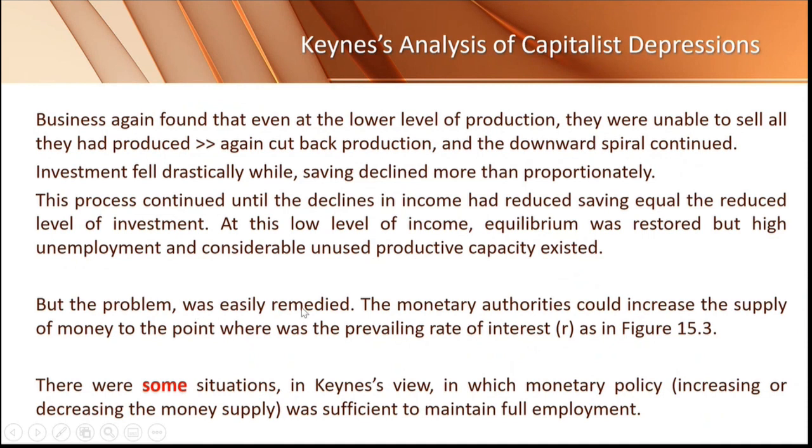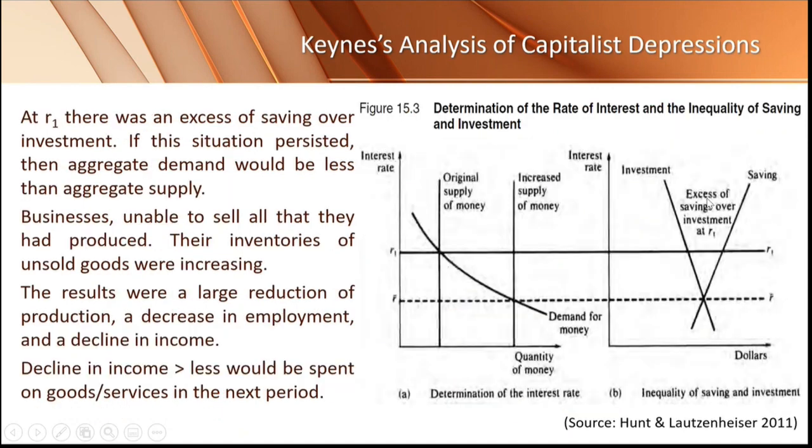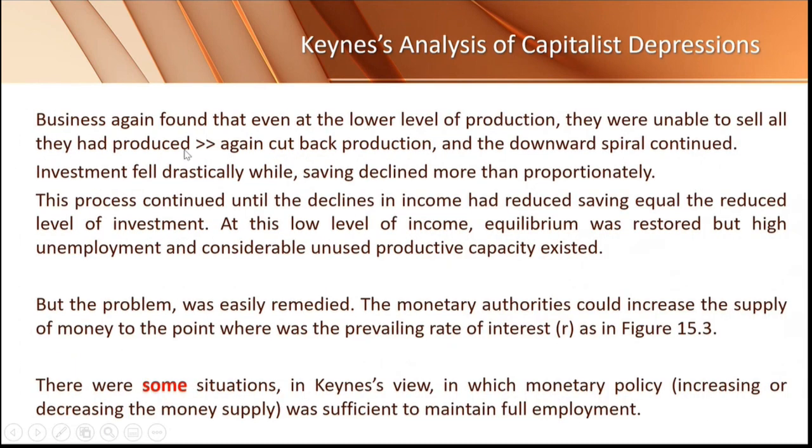But the problem is easily solved. This problem can be easily solved. According to Keynes, the monetary authority could increase the supply of money to the point where the prevailing rate of interest is as in this figure. Right? Extract from this book. So just increase the money supply until the interest rate falls enough to equate saving and investment. Then you do not need to go through all this downward spiral, right?